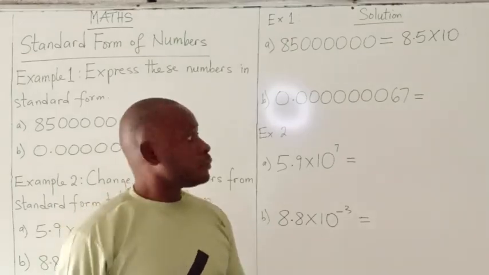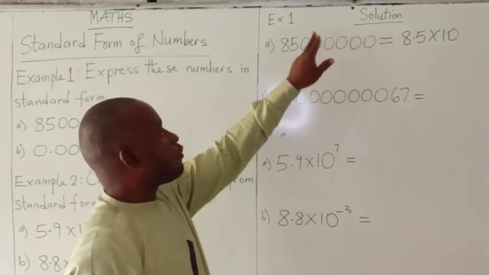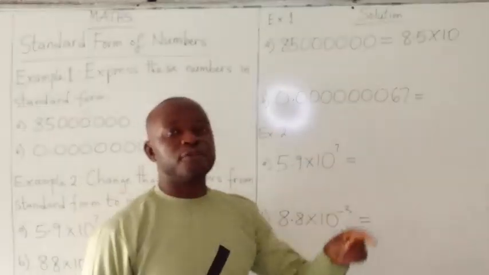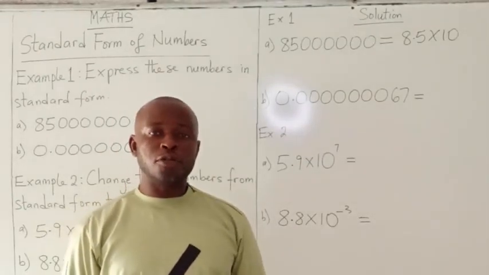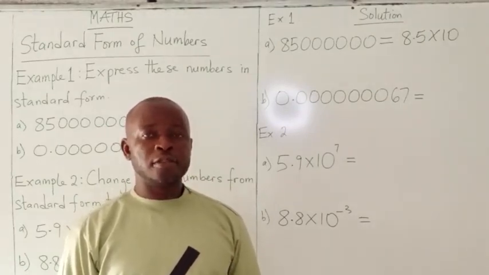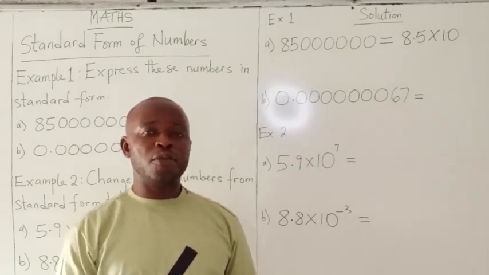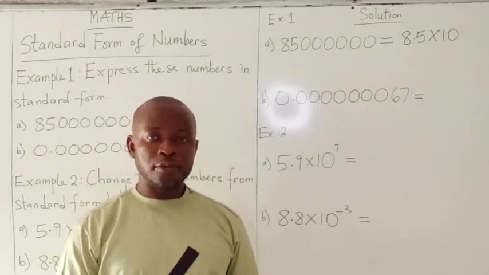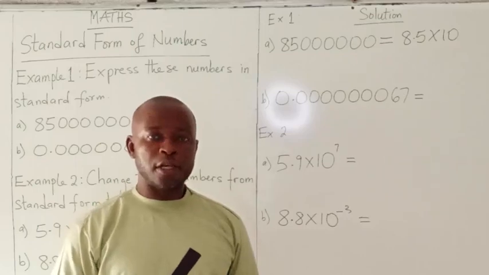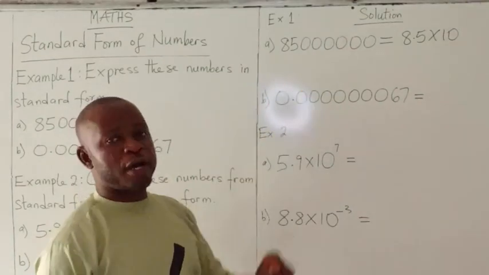Do you understand? Here we move 1, 2, 3, 4, 5, 6. We'll move the 7th time. We now obtain 8.5. Is 8.5 equal to 10? No. Is it less than 10? Yes. So when you are putting numbers in standard form, you have to move until you get a number which is either equal to 1, greater than 1, but it must be less than 10. Do you understand?